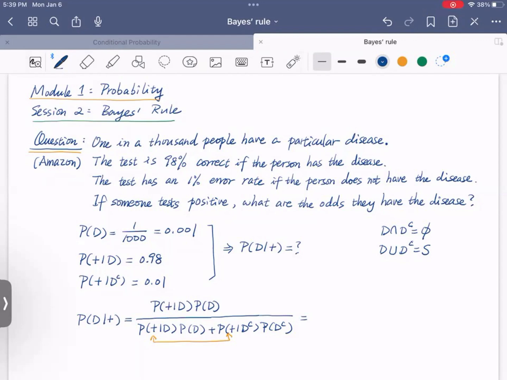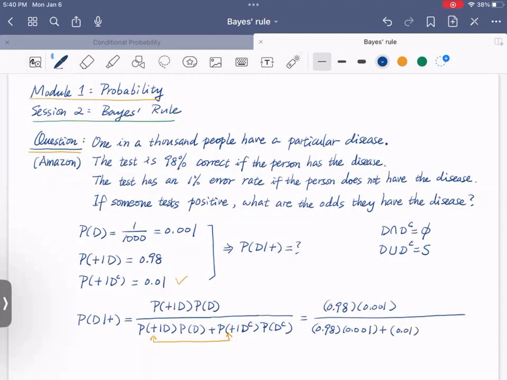And then let's figure out the numbers. P of positive given disease is 0.98, which is given. And P of D is also given. Sorry, 0.1%, 1 out of 1,000. So 0.001. And in the denominator, the first term is the same as the numerator. And then what is P of plus given D complement? This is exactly the false positive rate, which is 1%, 0.01.